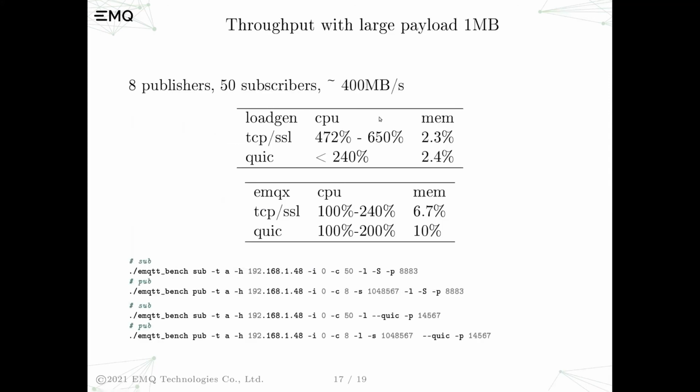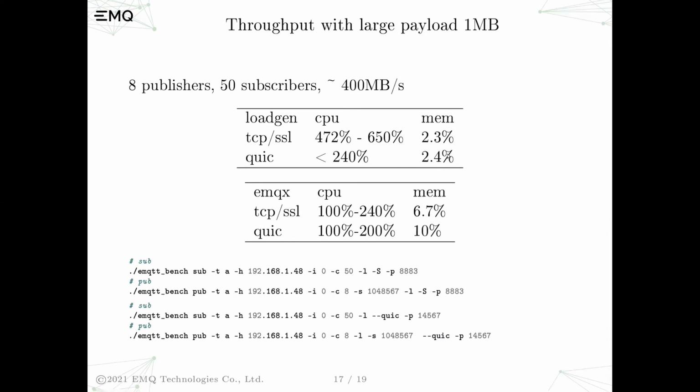And here is the throughput with large payload, 1 megabyte. So here's the publish and subscribers. Roughly, we are shooting 400 megabytes per second locally down a virtual interface, not loopback.